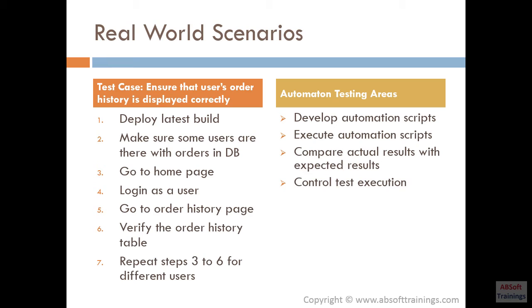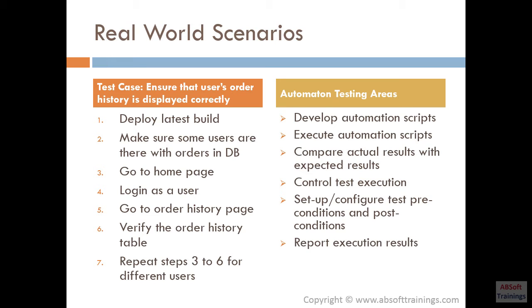Control test execution. This is represented by step 7. You are repeating your test with different users to test a variety of order histories like purchases, refunds. Set up or configure test preconditions and post conditions. This is represented by steps 1 and 2. You should automate that as well.